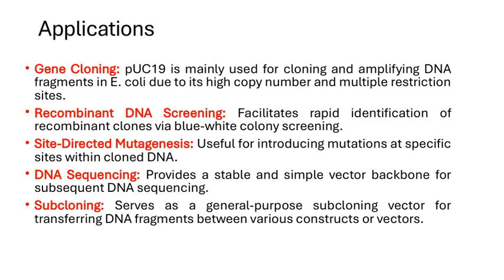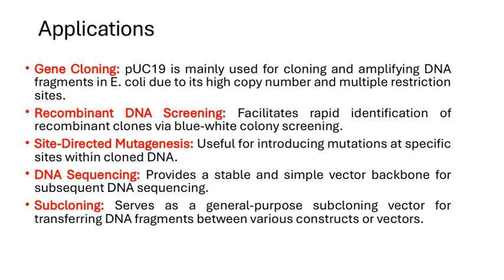Next, in recombinant DNA screening, pUC19 simplifies the process of identifying successful clones. By using blue-white colony screening, we can quickly distinguish between recombinant and non-recombinant bacteria, saving us time and effort. When it comes to site-directed mutagenesis, pUC19 is very handy because it allows us to introduce specific mutations at precise locations within the cloned DNA. This is essential for studying gene function or creating specific variants.